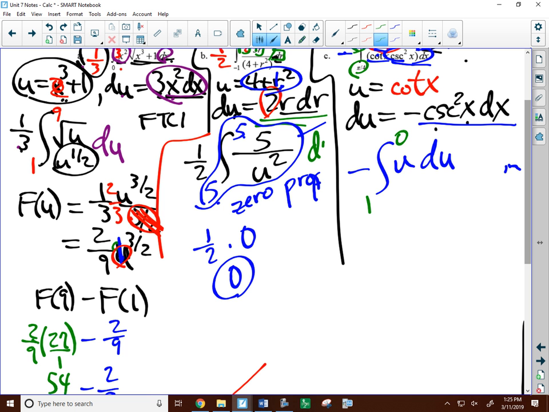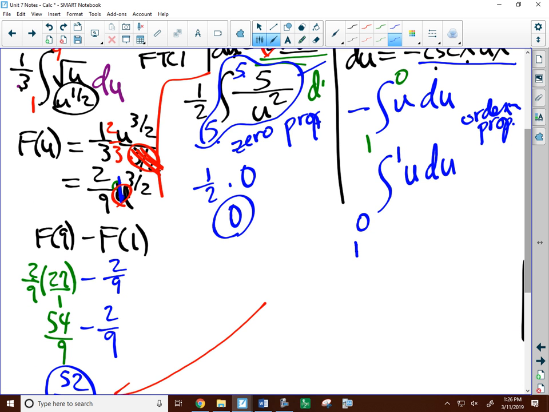Now, you could do it as is, leave the negative out front. Or, I already heard somebody ask, is that backwards, 1 to 0? You read bottom to top here, 1 to 0. Well, we can change it, right? Change the order. And if we do, we change this to a positive. See, I've made it even easier now. So that was the order property. And finally, it's just an antiderivative of u, and we'll plug in 1 and 0.